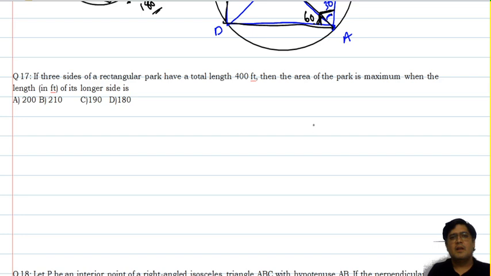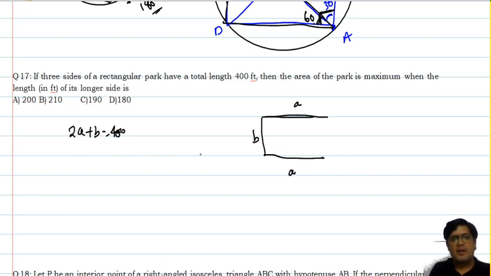Alright. Three of the sides total are 400. So if this is side A, this is side A, this is side B, I have been given 2A plus B as 400. Because it is a rectangular park, obviously the missing side has to be equal to B.